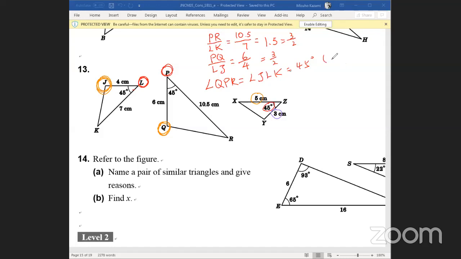If you want to write it clearly, then you can write down "given" here. It means 45 degrees is given to you. It is not that you do some calculation to find it. It is given by the question.